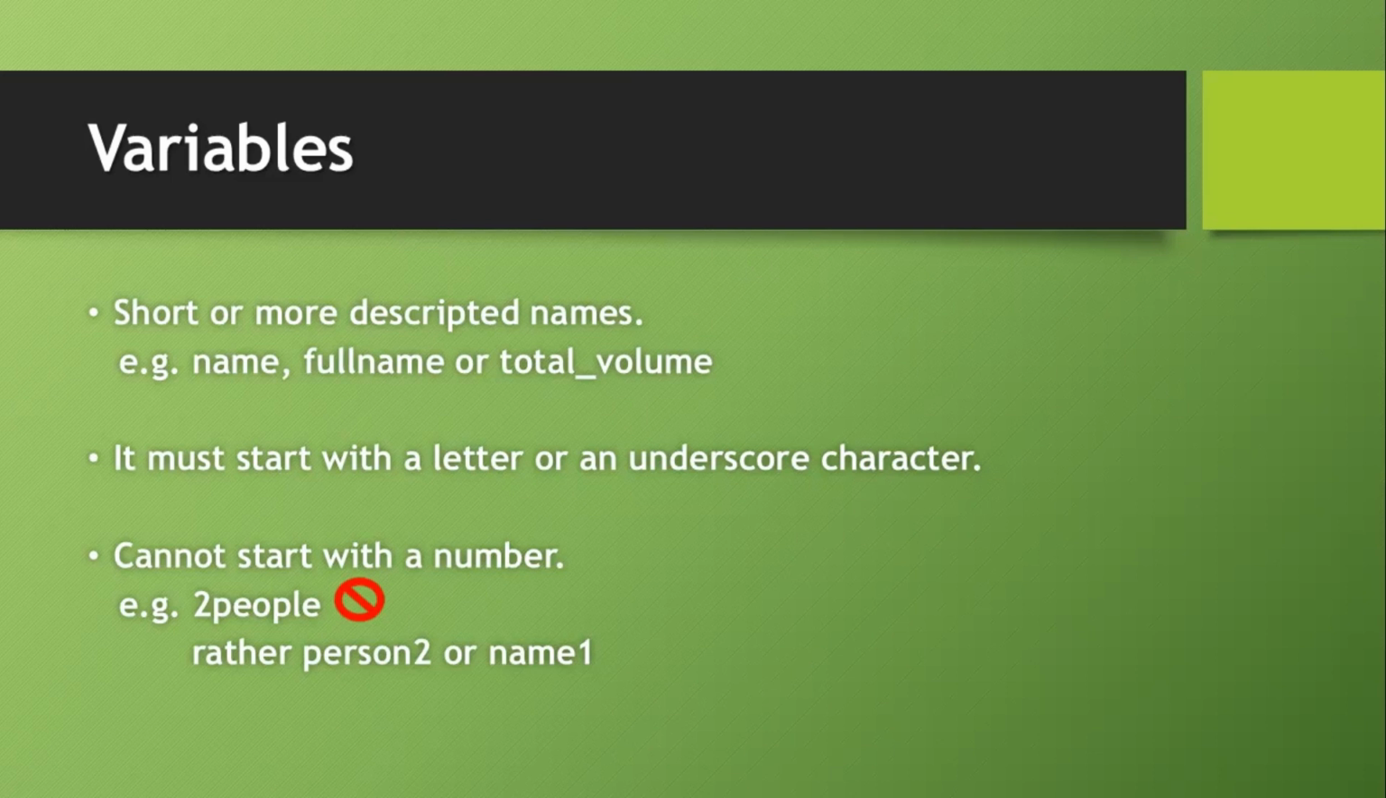The second instruction is that you can start a variable with a letter or an underscore character, as you saw from the above example. The third one is that you cannot start it with a number. In the example, you can see that 2 people, you cannot write a variable like this. Rather, you can write it like person 2 or name 1. You can add the number towards the end of the variable name you have already written, but you cannot enter it at the beginning.